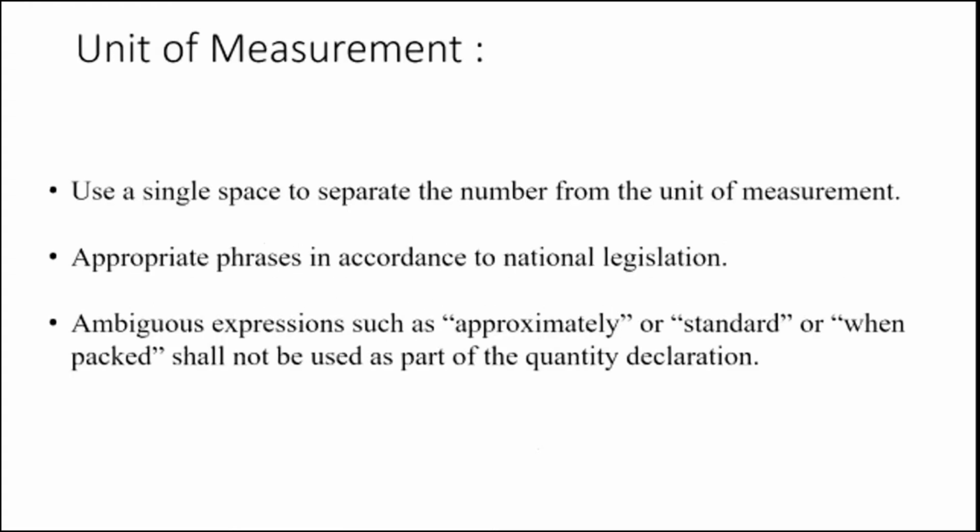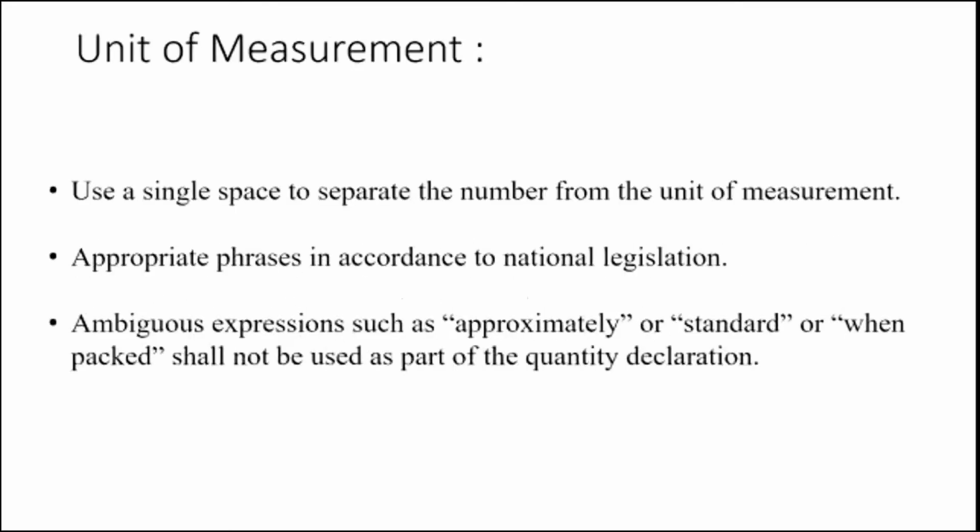Okay, then it's Annex A. It's units of measurement. This is a mandatory part of OIML labeling: the unit of measurement and symbol. Use a single space to separate the number from the unit of measurement. You have to make a single space. And then use an appropriate phrase in accordance with national legislation.